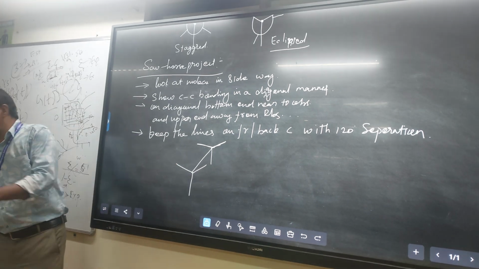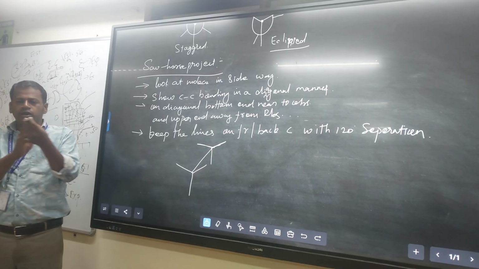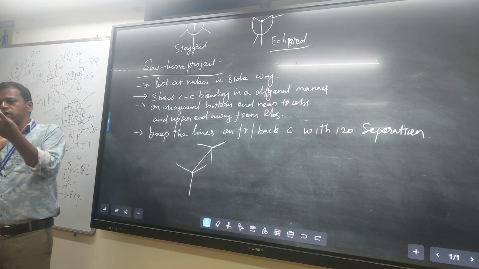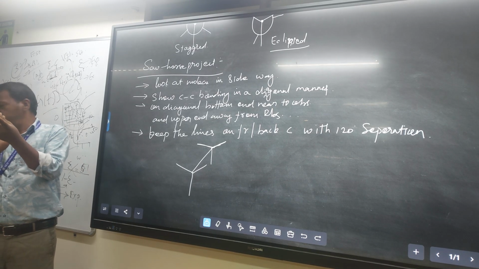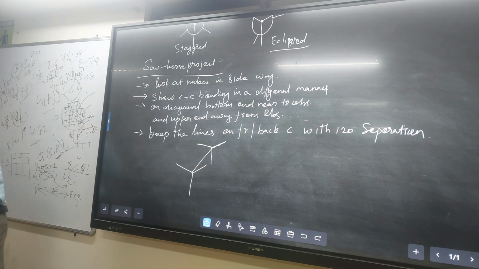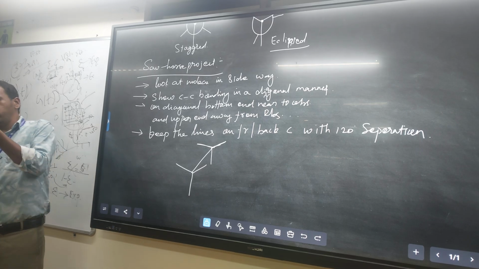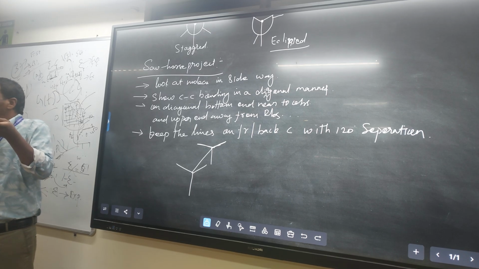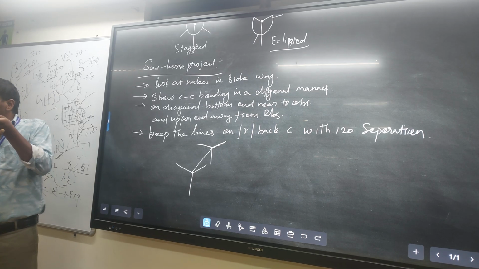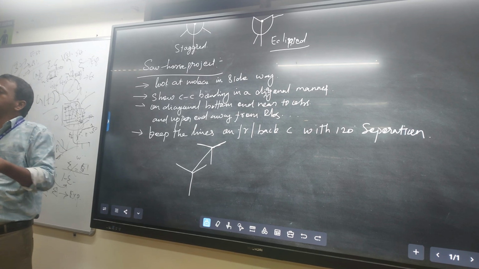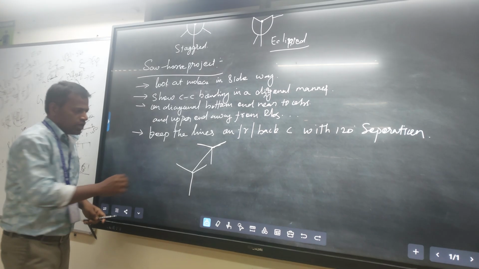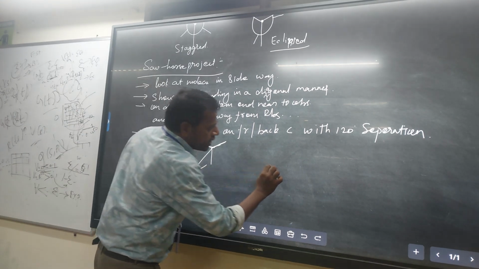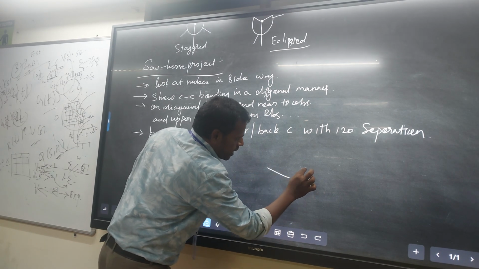If you look in the diagonal manner, here also a carbon is there. Here one bond is there. Only the front carbon bond is visible. The back side carbon bond is not visible. Therefore, that is an eclipsed conformation. And for the staggered conformation, look when I draw the diagram.